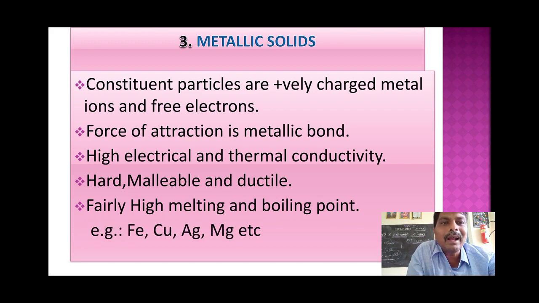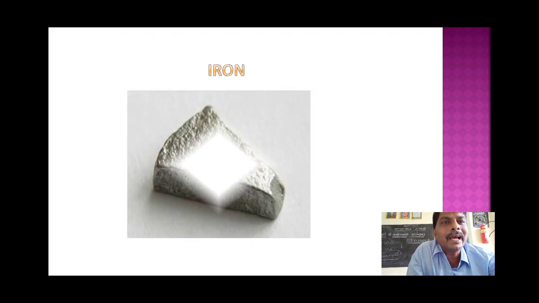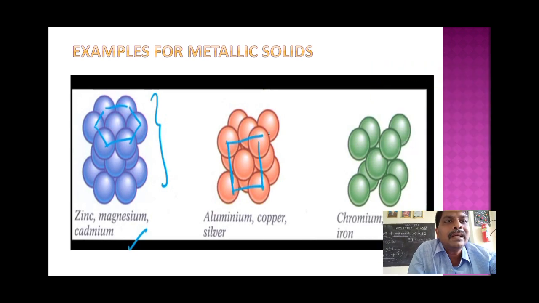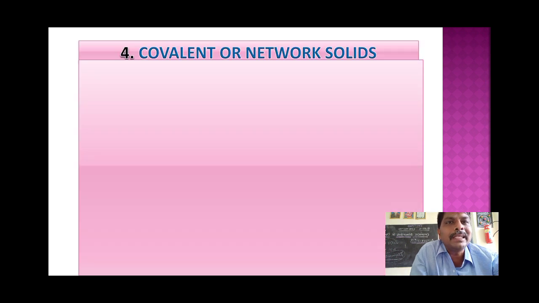You know, all metals are metallic solids. All metals: iron, copper, silver, gold. So you can see iron is a metal. Next, zinc, magnesium, cadmium, aluminum, copper, chromium, tungsten. These are metals. All metals come under metallic solids.